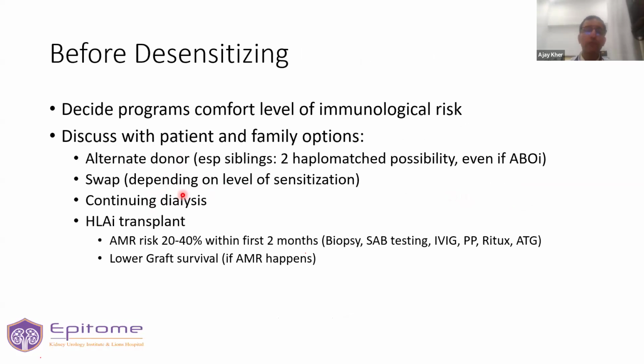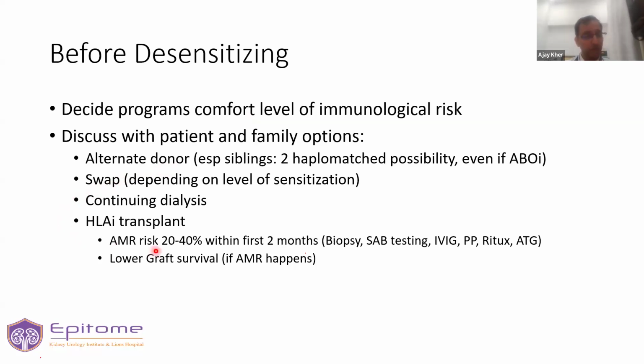So before desensitizing or deciding that you as a program want to desensitize, I think what is important is to get a comfort level of what immunological risk you and your program is willing to accept. You have to discuss with the patient and the family other options, looking at alternative donors, especially in highly sensitized, looking at siblings, because you have a 25% chance of having a 2 haplo matched, even if they are ABO incompatible. A swap, especially if the sensitization level is not high or not too many antibodies are there. Sometimes not doing a transplant and continuing on dialysis might be the best option for a particular patient also.